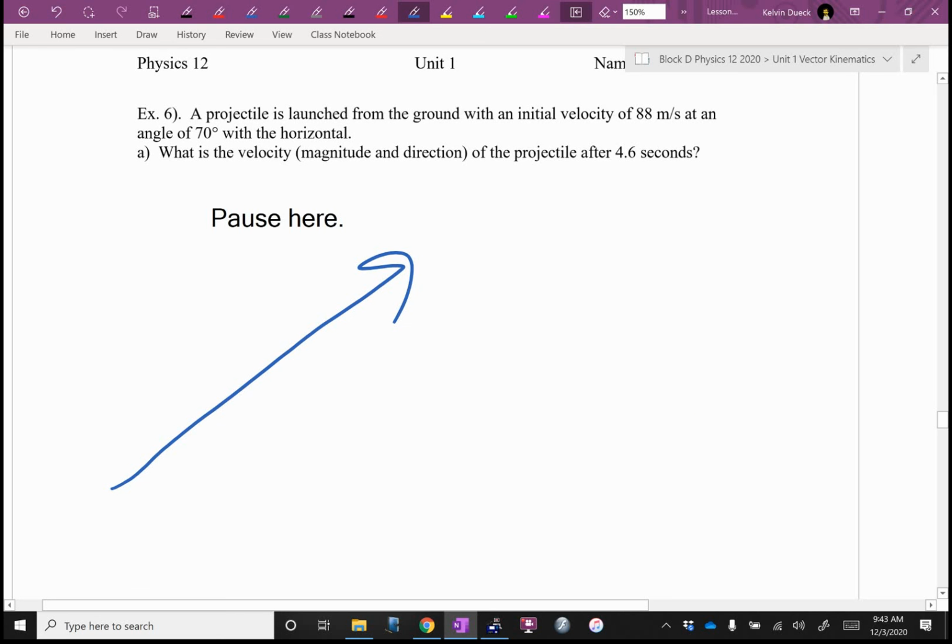But then, since it's at an angle, did I say angle? I would go d. I would fill in Vx. I would solve for Vy final, and then Pythagoras and trig. We just did one like that. So I'm not going to do another one.